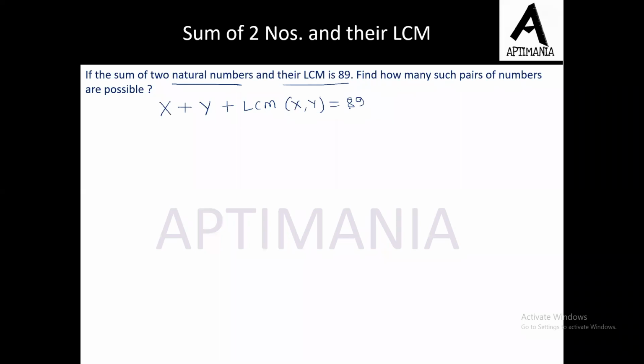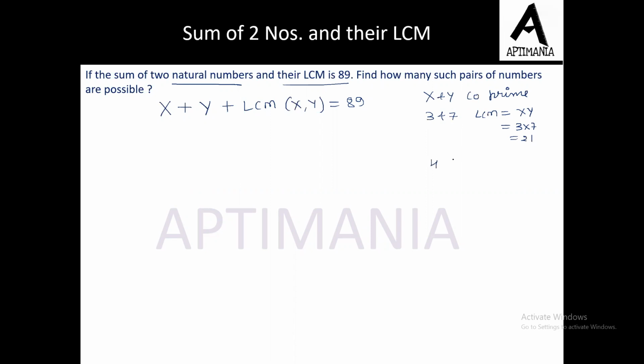Now, first thing is, what should we take the value of x and y to be? Suppose x and y are co-prime, as in they don't have any common factor. For example, let's assume the value of x to be 3 and that of y to be 7. In this case, the LCM would simply be equal to the product of the two numbers, that is 3 into 7. And suppose they are not co-prime, they have some common factor.